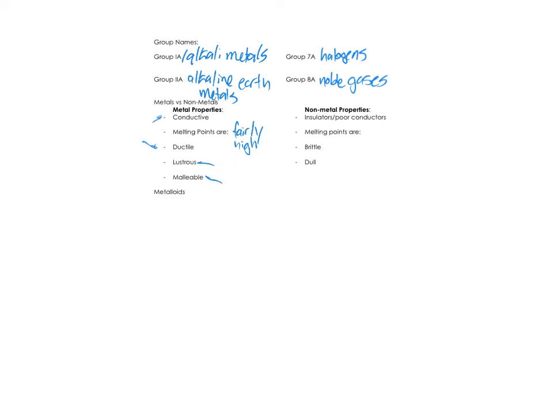Conversely, nonmetals are poor conductors. Their melting points are all over the place. Some of them are gases at room temperature. Others have very, very high melting points. But in general, they're brittle and dull. They break easily, they fracture, and they have no luster. Metalloids are somewhere in between. So for example, silicon is a metalloid, and it acts as a semiconductor. It kind of conducts, but not nearly as much as a metal does.